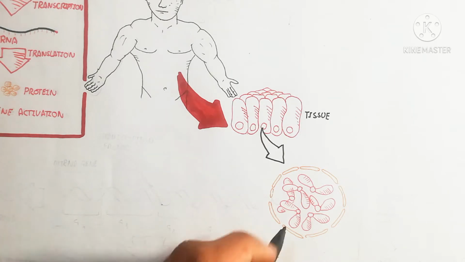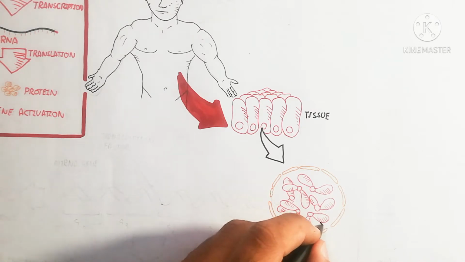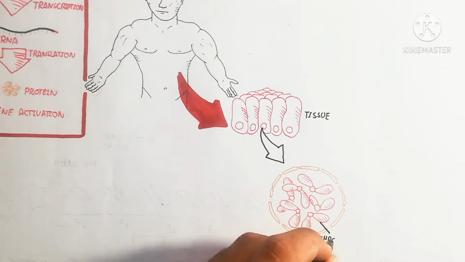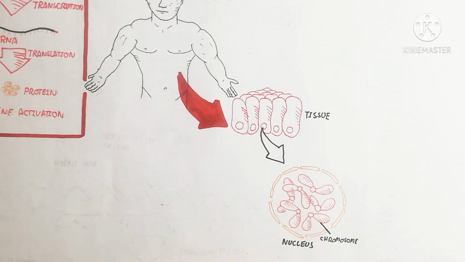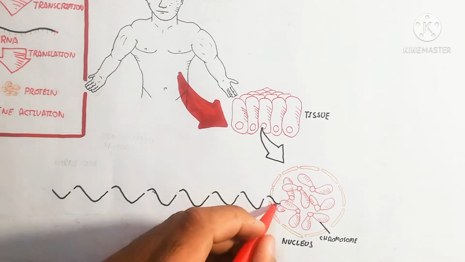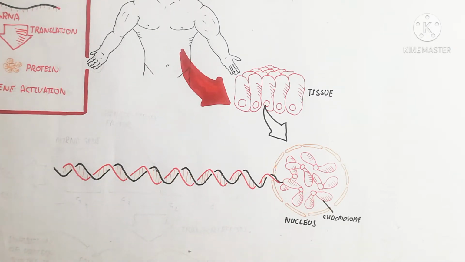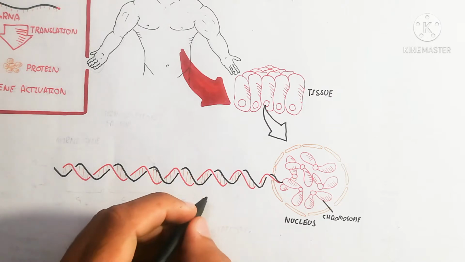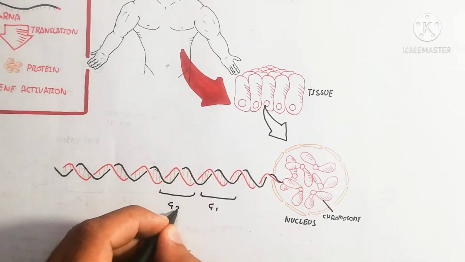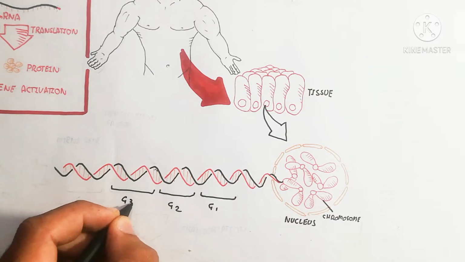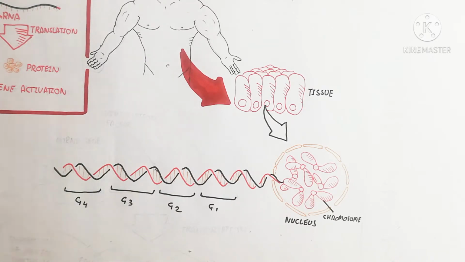So here is the tissue containing a cell, and this cell contains a nucleus. The nucleus contains chromosomes. For example, a human contains 23 pairs of chromosomes, which means 46 chromosomes. The chromosome contains histone and DNA. DNA is a double helical structure, in which one strand goes 3 to 5 prime, while the other goes 5 to 3 prime. It means the phosphodiester bond occurs with the sugar molecule.